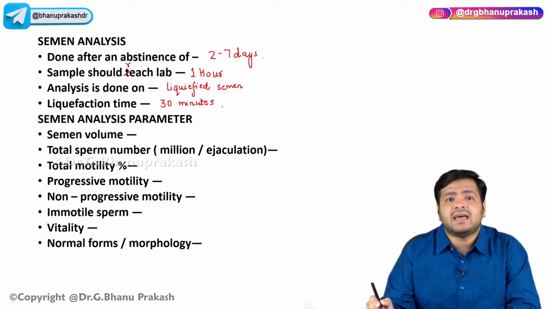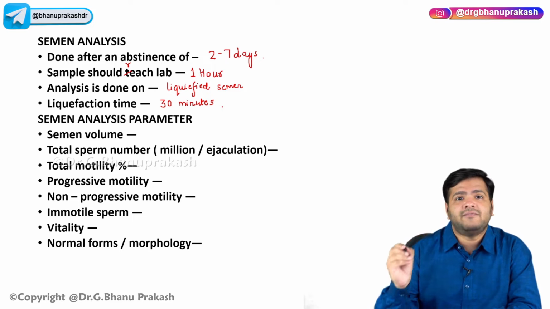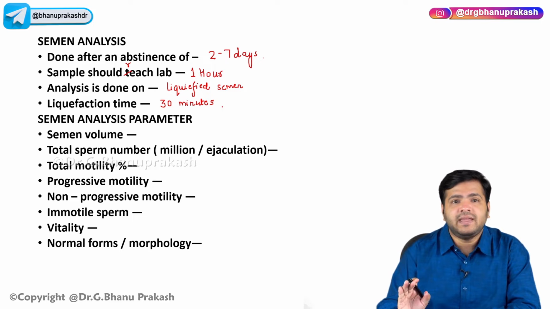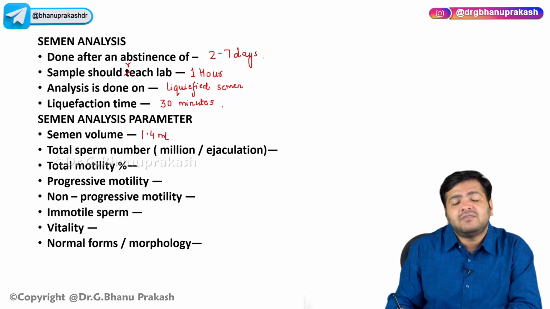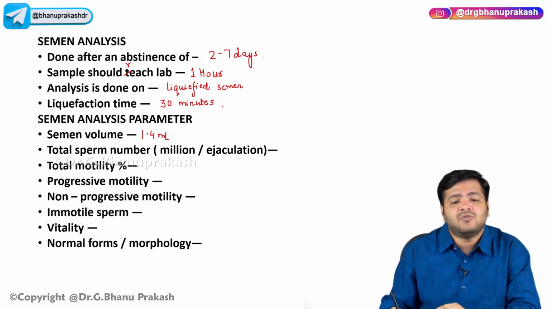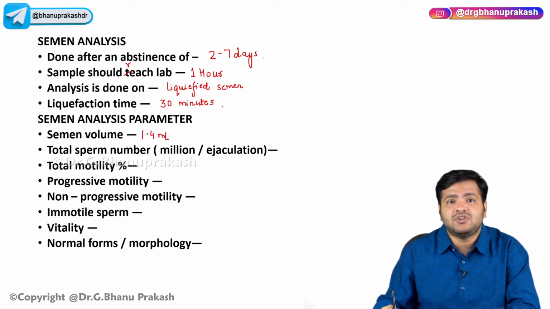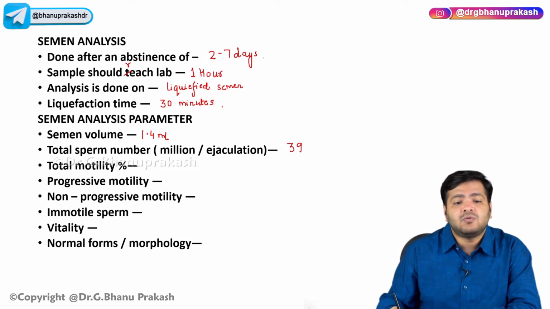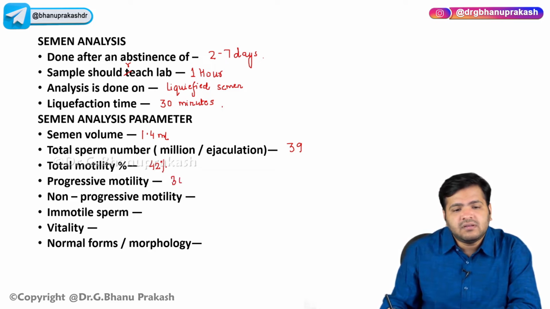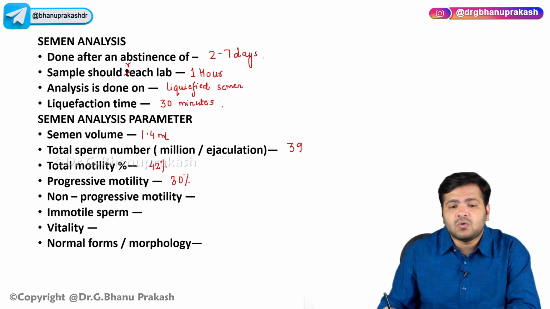Now, coming on to the semen analysis parameters, the new values I will be talking about. The semen volume in ml is now 1.4 ml. Earlier, it was 1.5 ml. So the normal semen volume should be 1.4 ml as per the new guidelines. The total sperm number, million per ejaculation, should be around 39, the same as the old value. Apart from that, the total motility should be around 42%. Progressive motility should be 30%. Non-progressive motility should be around 1%.